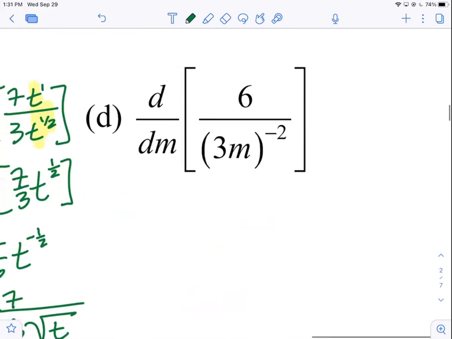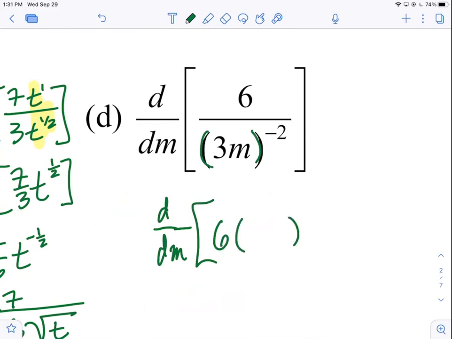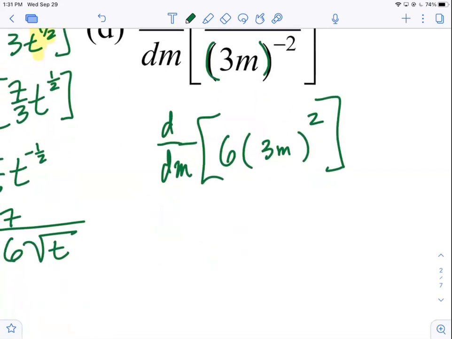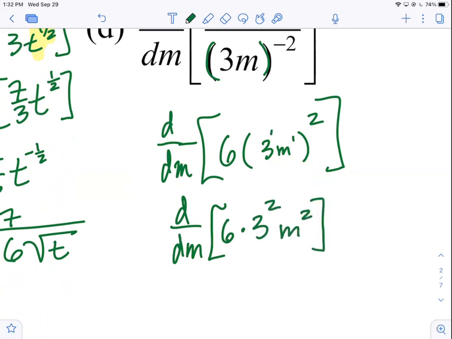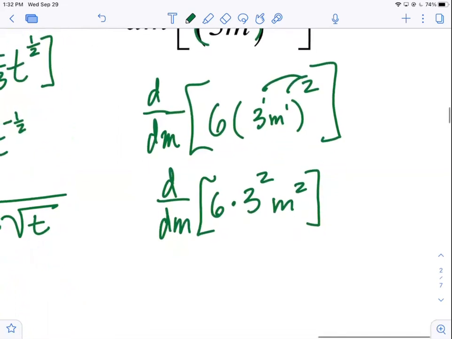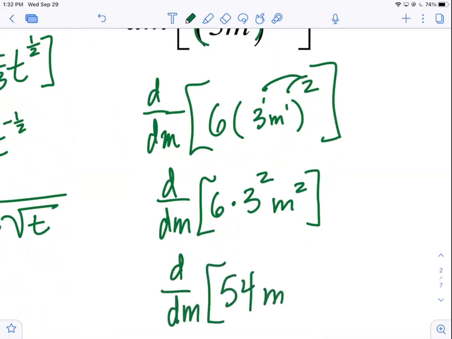All right, letter D, the derivative with respect to m. Now, again, it's easier to expand when you have positive exponents. So what I'm going to do, since the whole quantity is to the negative 2th, I'm going to bring the whole quantity to the top and say it's to the positive 2th power. And now I'm going to expand it in the numerator. So I'm going to have a 6 times 3m quantity squared is 3 squared m squared, right? Again, just the rule is because they're all factors, you could just distribute the 2. And of course, simplifying one more time, 6 times 9, you get 54 m squared.